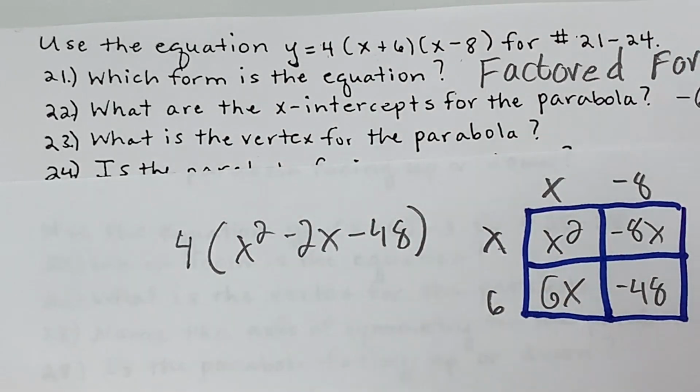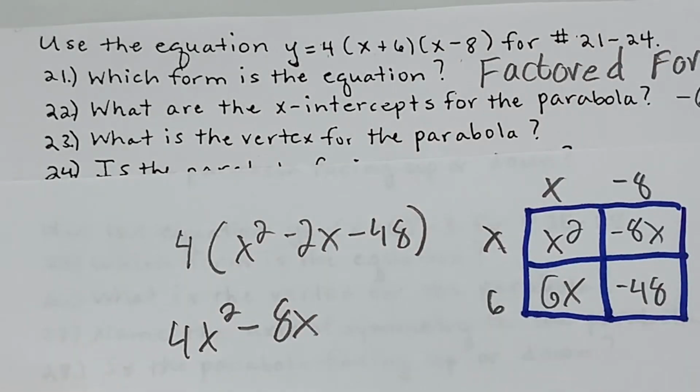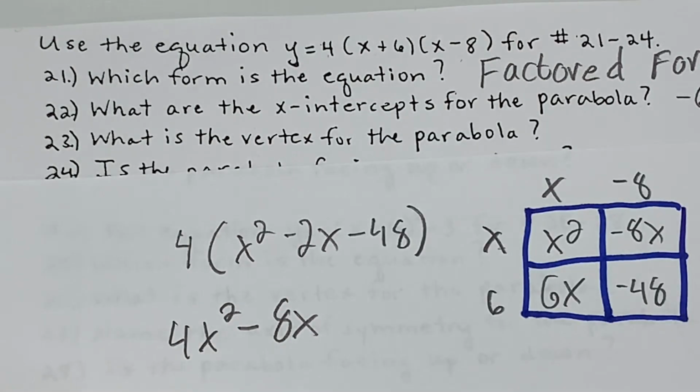Now I'm going to distribute that 4. That's going to give me 4x squared minus 8x. And 4 times 48, negative, because it was a negative 48, equals negative 192.